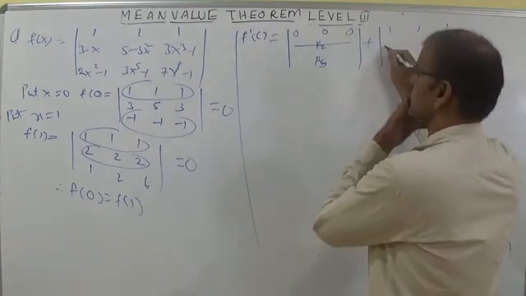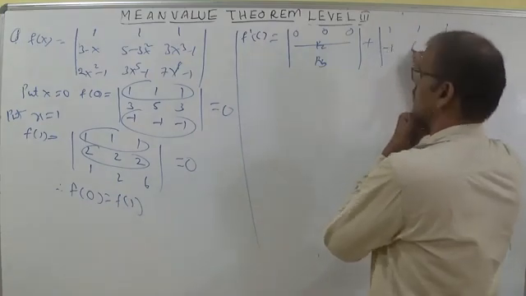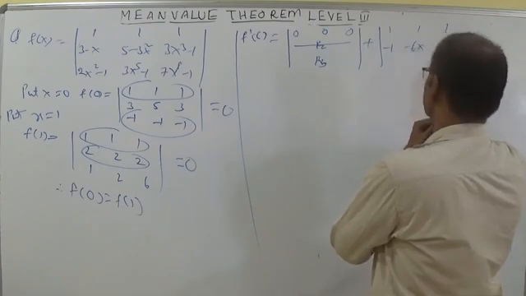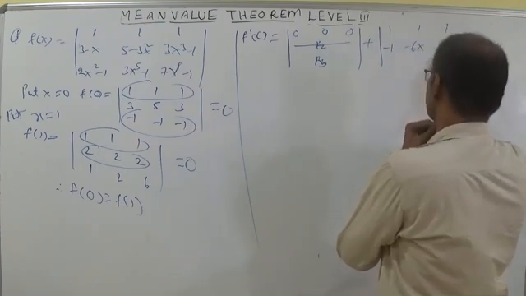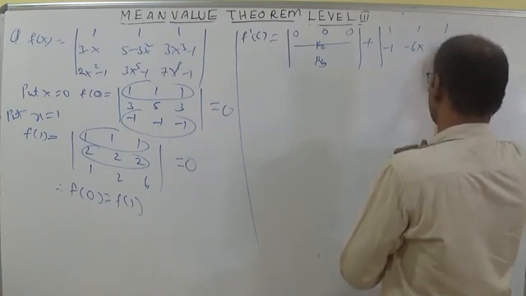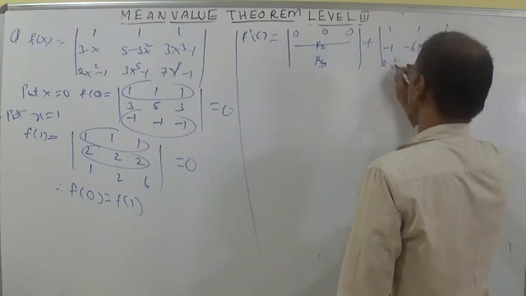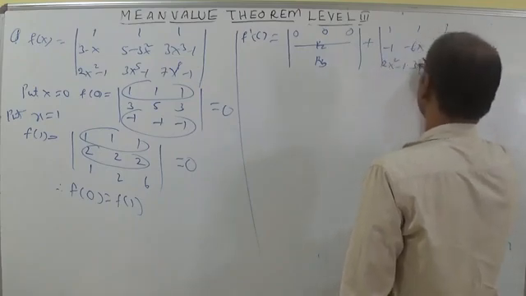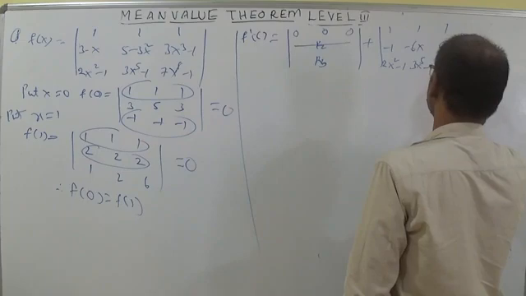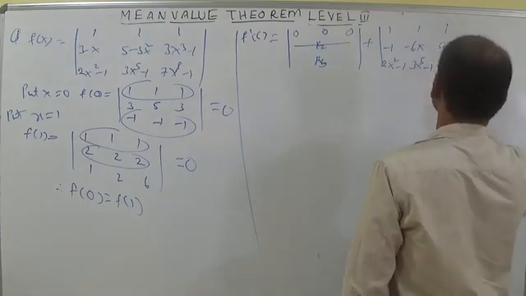Now the derivative of the second row: minus 1, minus 6x, 3 threes are 9x square, this one is 9x square, and this is kept fixed. Then 2x square minus 1, 3x power 5 minus 1, 7x power 8 minus 1.